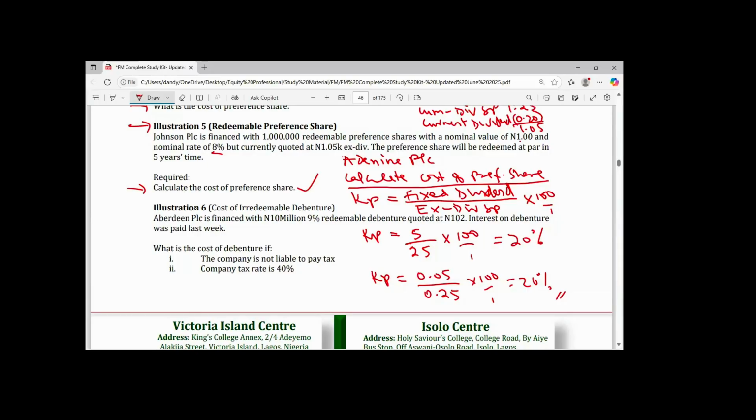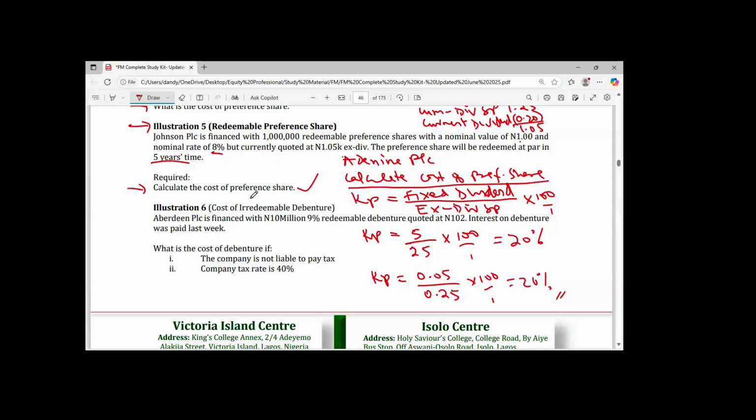The market price of this preference share is 1 naira 5 kobo ex-div. That means that the preference dividend has been paid. That's why it is ex-div. Then you are now told further that the preference share will be redeemed at par in 5 years' time. So the maturity date is in 5 years' time. Since we have been given the maturity date, it means that it's a redeemable preference share. So if it's a redeemable preference share, simply go ahead and calculate internal rate of return.